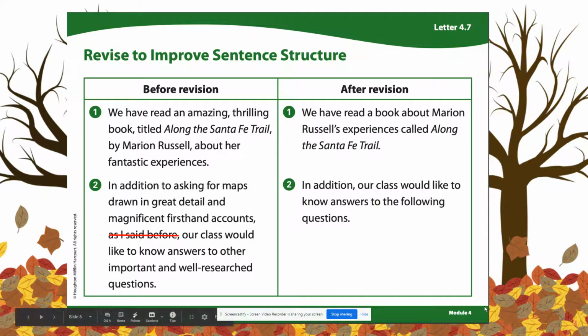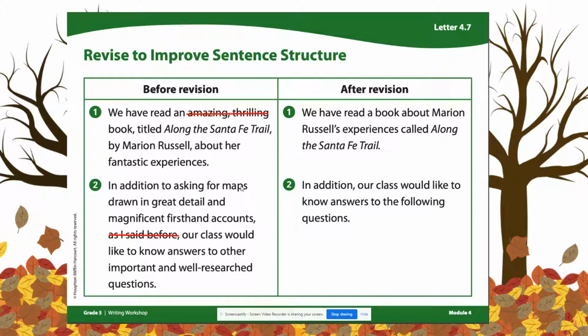Look at these sentences. Before revision, for number 1, we have: we have read an amazing, thrilling book titled Along the Santa Fe Trail by Marion Russell about her fantastic experiences. It sounds like a great sentence. However, we could revise this sentence by removing some unnecessary details. Words such as amazing and thrilling are unnecessary. We have read a book about Marion Russell's experiences called Along the Santa Fe Trail. Removing that information really helped this sentence get to the point.